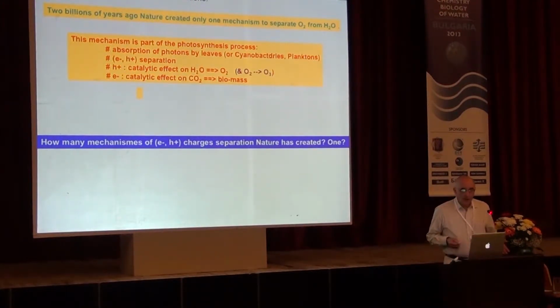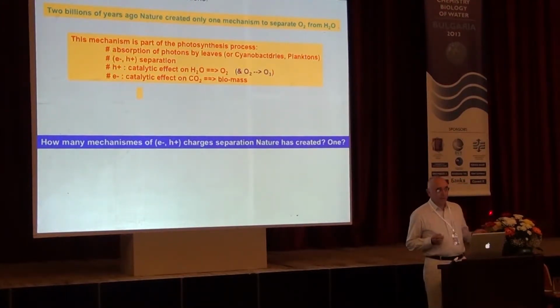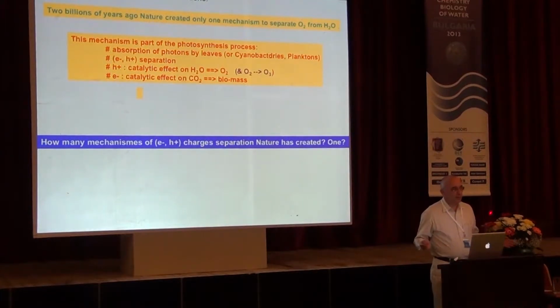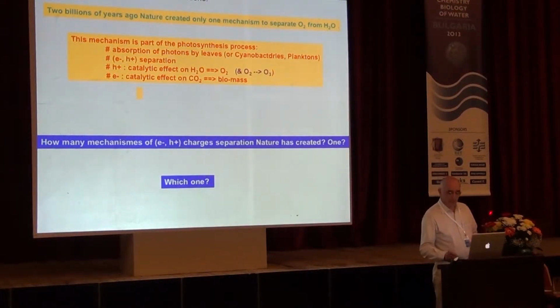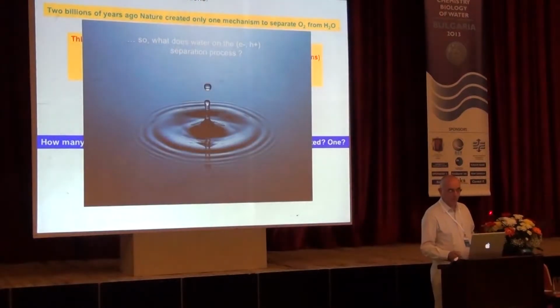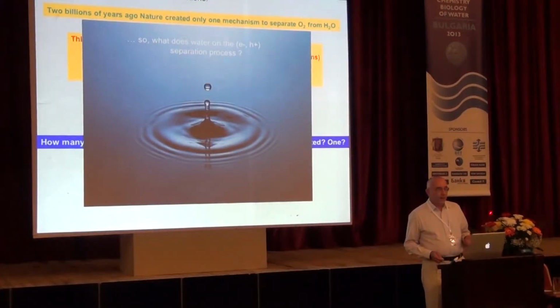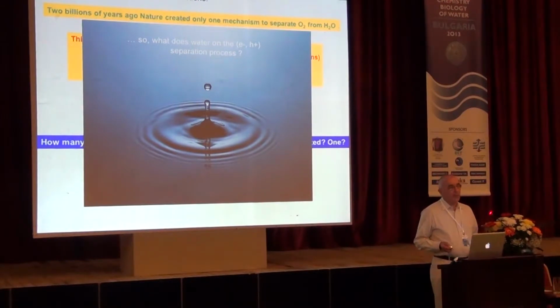I ask myself, how many mechanisms do we have for charge separation? Do we have 1, 2, 3? In my opinion, we don't have too many. Maybe some or 1. And water. What's the role of water in this development of the photosynthesis process, of life, etc.?